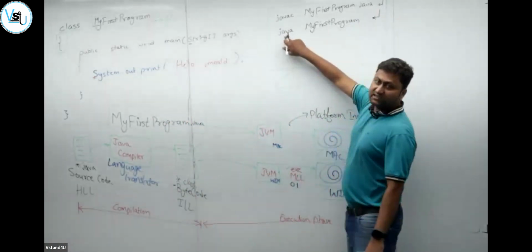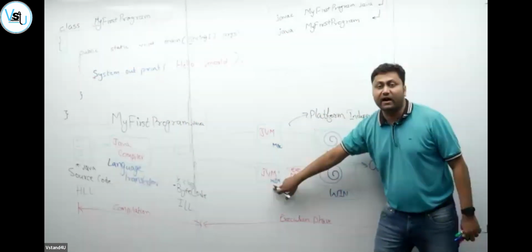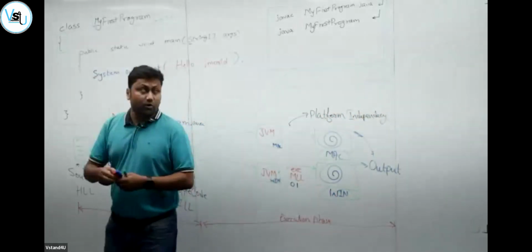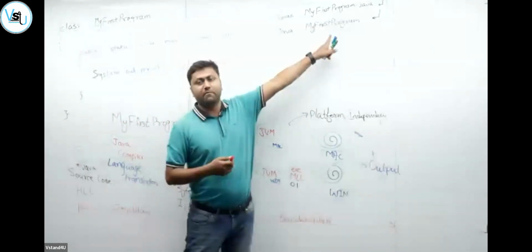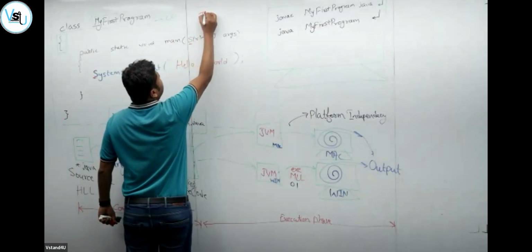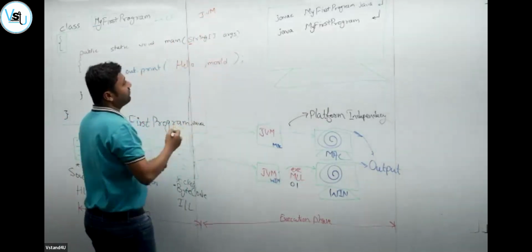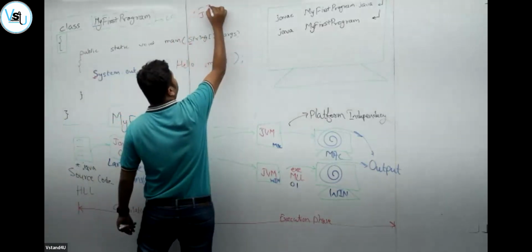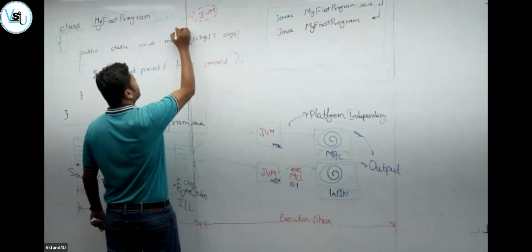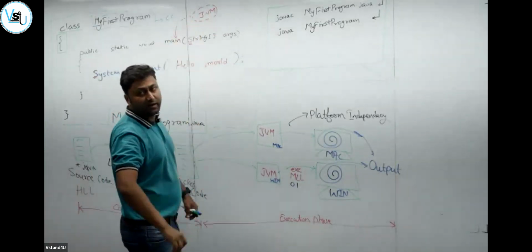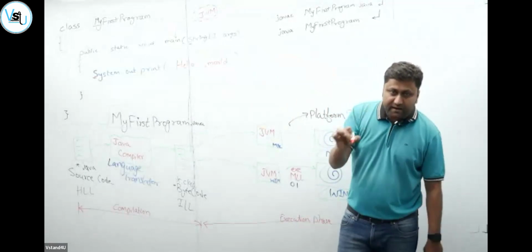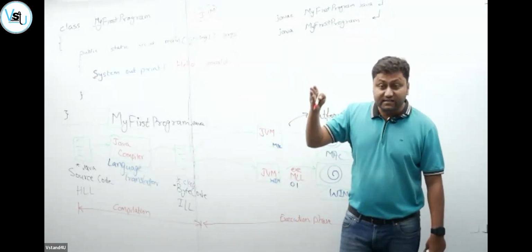And this java is a request to the JVM to start executing, to proceed further. Whenever you write this code, java my first program, the execution command, then immediately the JVM will be invoked. And the JVM always starts the program execution from one point. That point is our main method. JVM always starts the program execution from the main method. So the main method is the entry gate for the program execution.